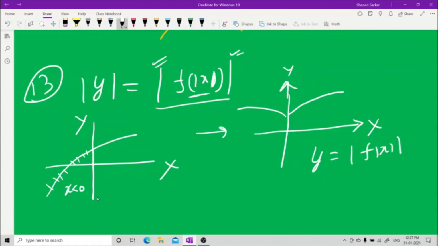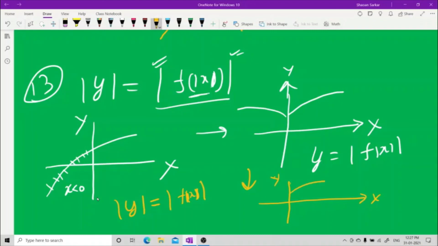Now what I will do, I'll put a mod on y. So mod f of mod x, a mod on this, and a mod on this. So now this graph will become like this. See, this is your x-axis, this is your y-axis. The graph is like this and like this. Now you will have a reflection because of this mod here. You will have to take a reflection about the x-axis. So this will be like this, and this will be like this.